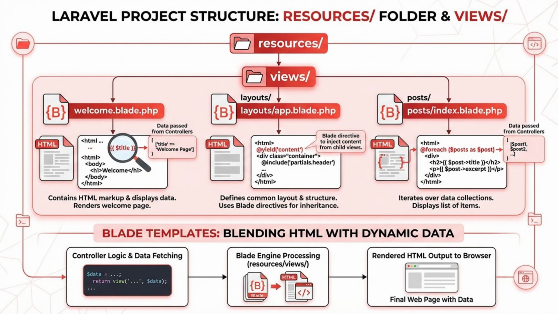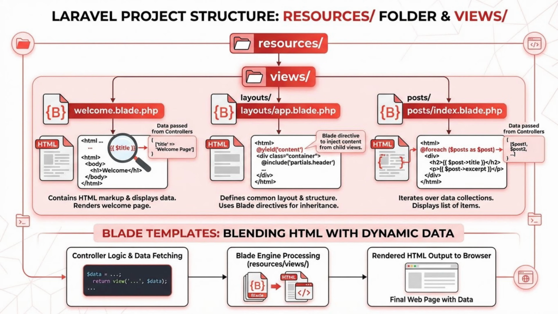Using Blade directives like @yield and @include, child views can inject their own unique content into the layout, keeping your HTML clean, organized, and easy to maintain. Alongside simple pages and layouts, Laravel's Blade system can also handle dynamic lists of data.